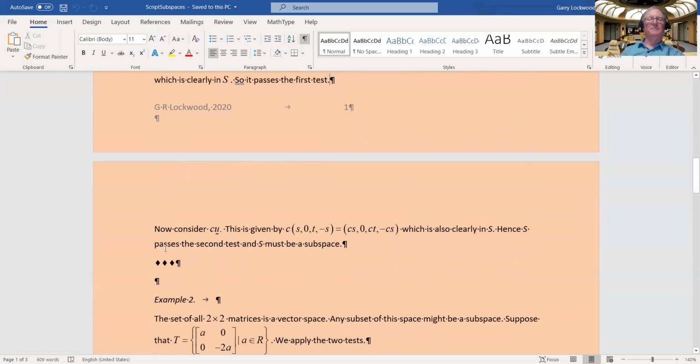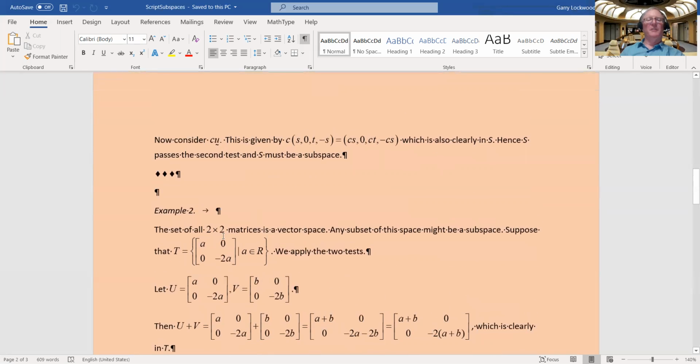What about the second test? Let's consider c times u. So we've got c times this vector here. That's (cs, 0, ct, -cs). Well, cs is a real number, and this is the negative of cs. ct is a real number, and we've got 0 in the second spot. So that is also clearly in S. So it passes the second test, and therefore it must be a subspace. Passes tests 1 and 2, must be a subspace, which is very nice.